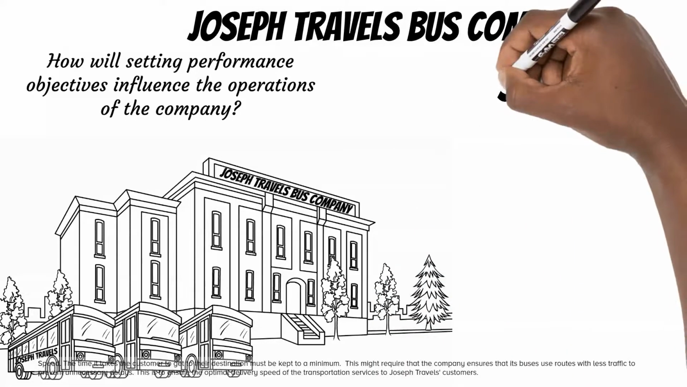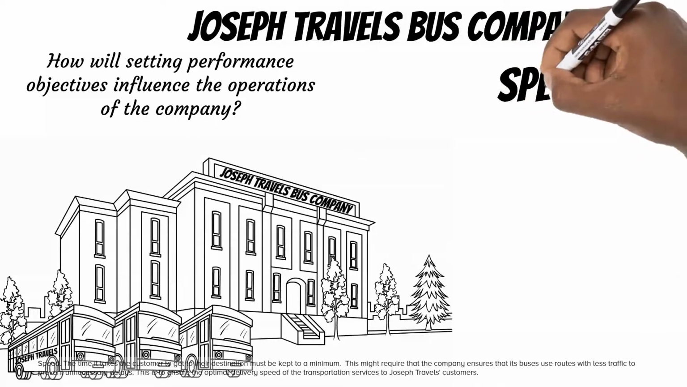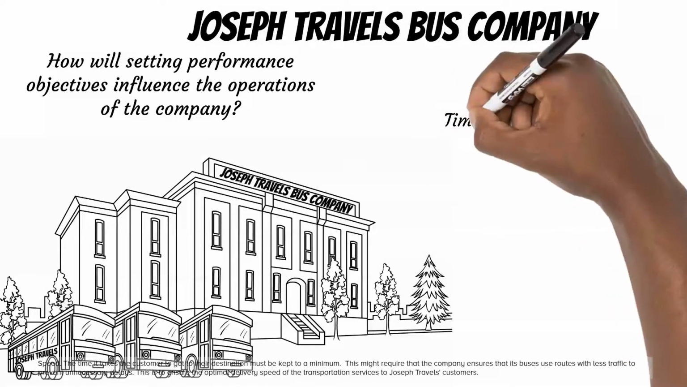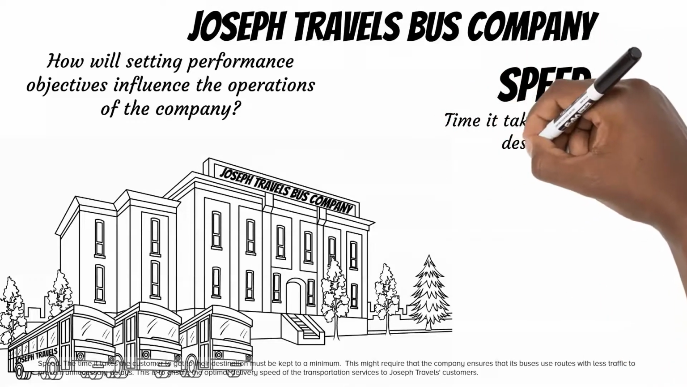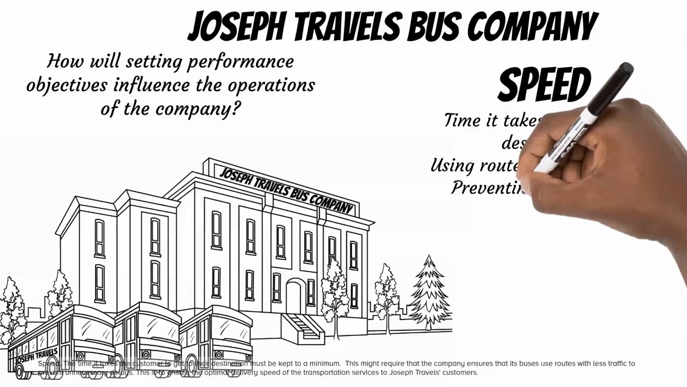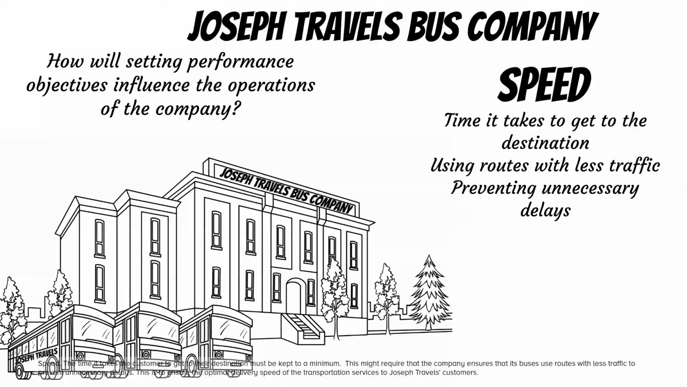Speed. The time it takes the customer to get to their destination must be kept to a minimum. This might require that the company ensures that its buses use routes with less traffic to prevent unnecessary delays. This is to ensure the optimal delivery speed of the transportation services to Joseph Travels customers.